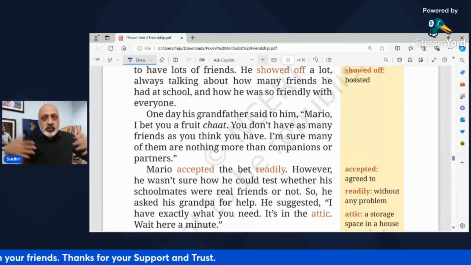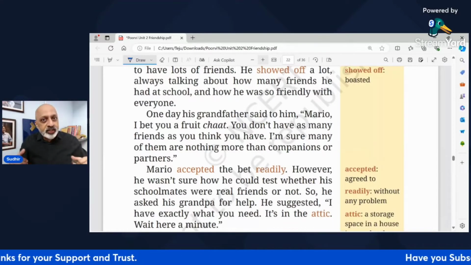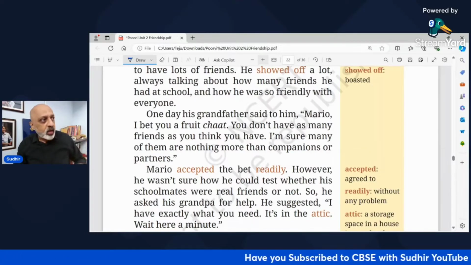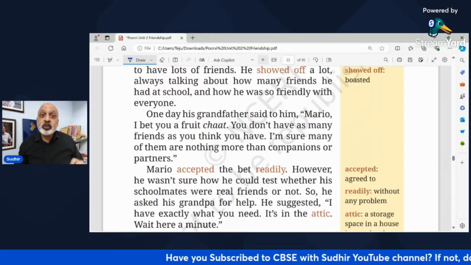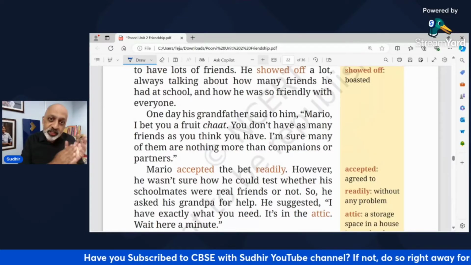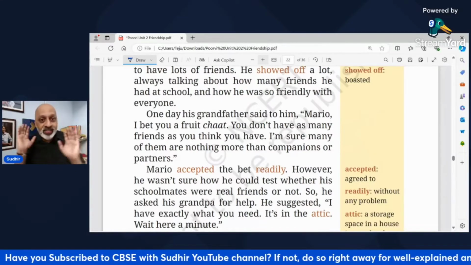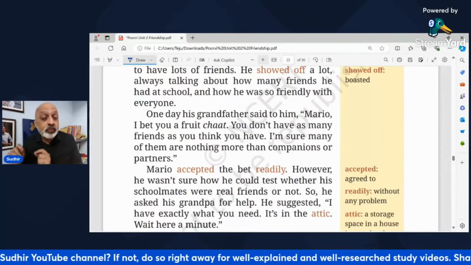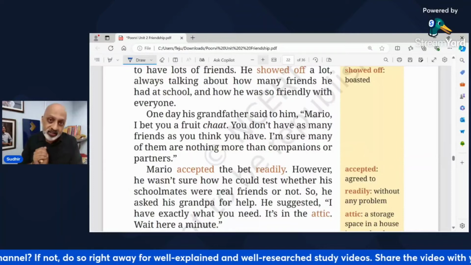He thought, because he was always boasting about having lots of friends, and my grandfather is telling me that no, they are only your partners or companions. So I am very sure they are my friends. So he thinks, मैं तो ये bet जीत जाऊंगा. So let me accept the bet. That's the reason. So if you get a question, why did Mario accept the bet readily? You need to write this answer.